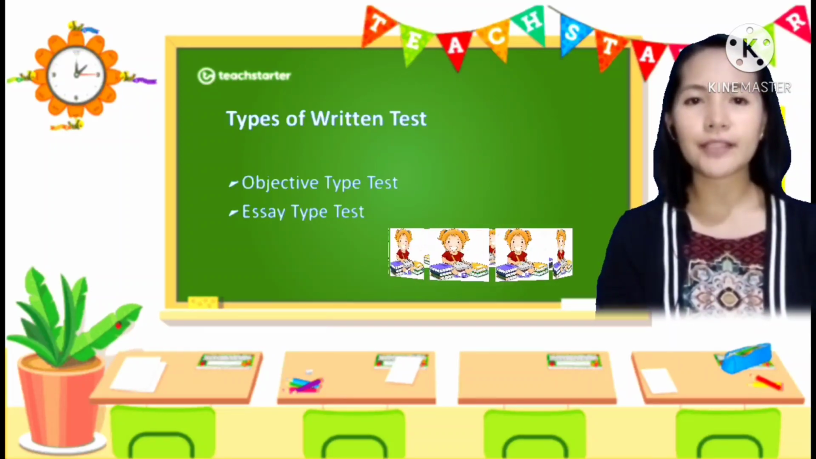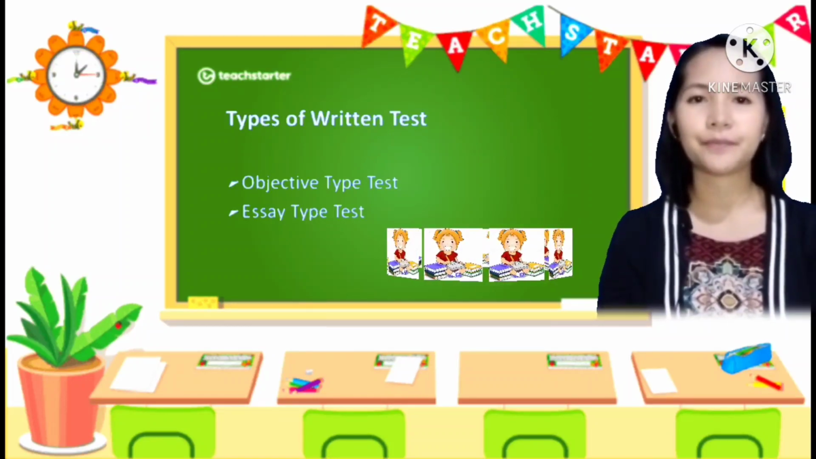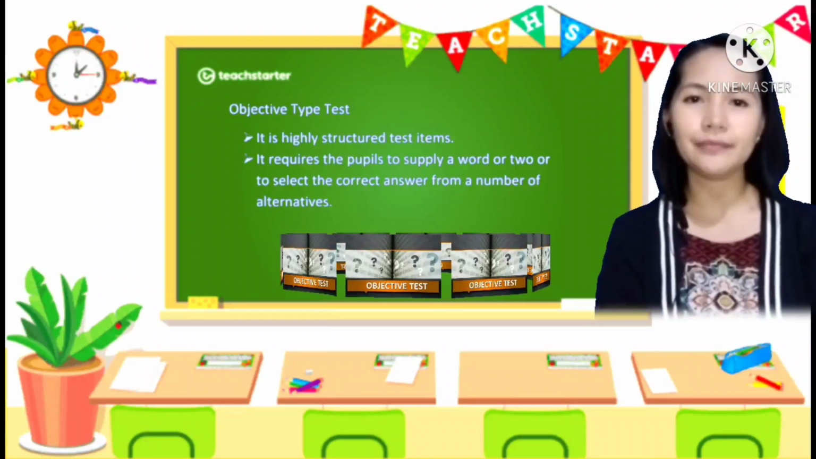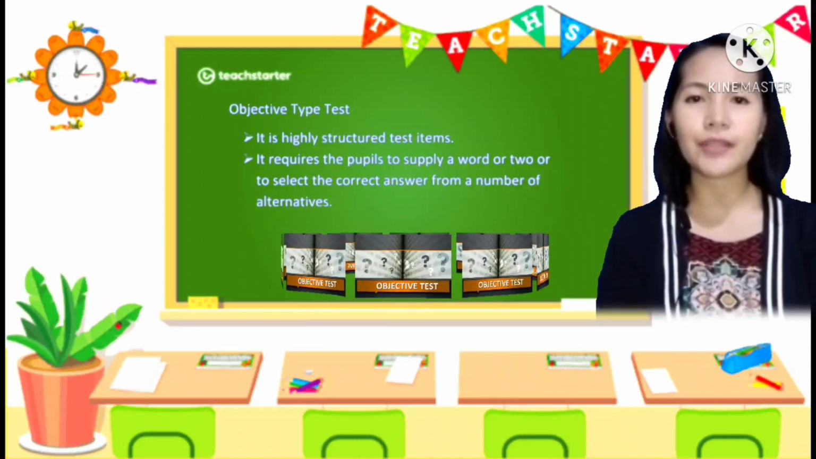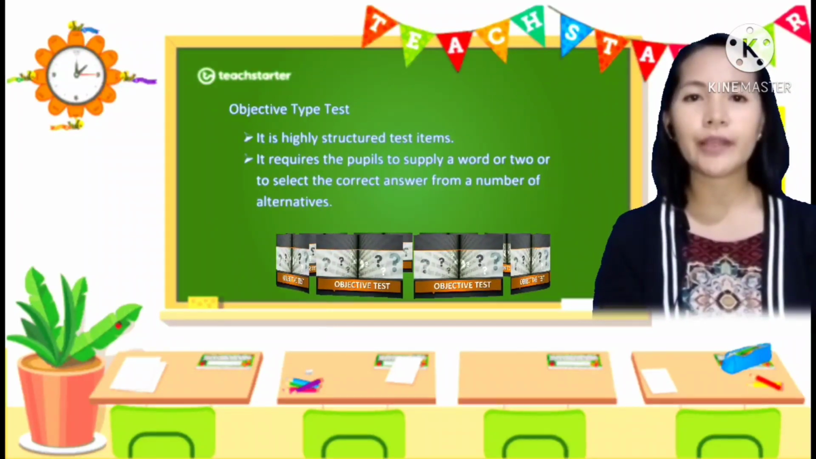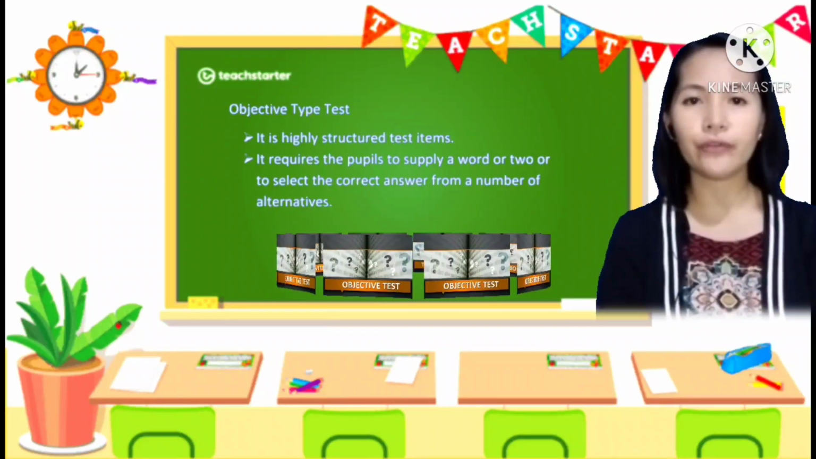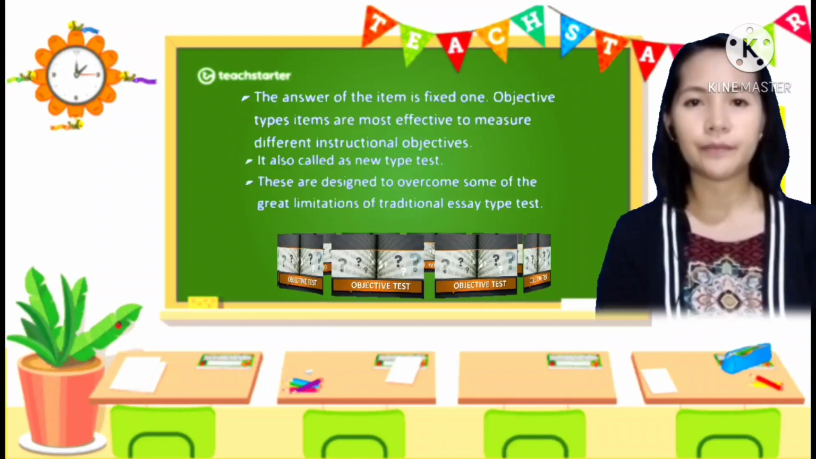Two types of written tests are objective test and essay type of test. So what is objective type of test? It is a highly structured test item. It requires the pupils to supply a word or two or to select the correct answer from a number of alternatives. The answer of the item is fixed one.